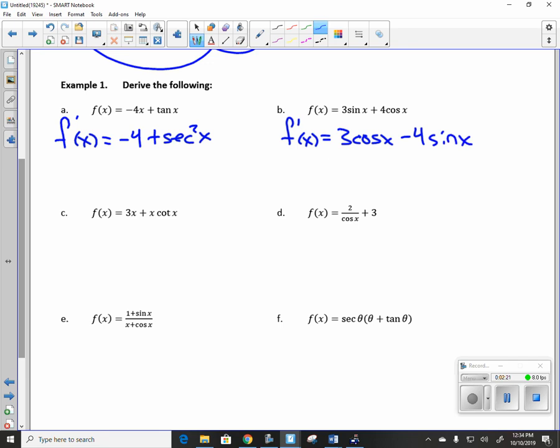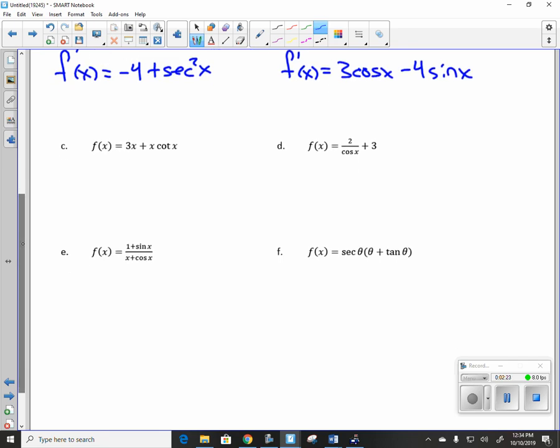What's different about the next one? There is an x in front. What do you think we do if we have an x in front? Let's read it off. It says 3x plus x times cotangent of x. The product rule. Okay, so remember we practiced the product rule earlier and the quotient rule? Those are going to be two things that you're going to use throughout the rest of the year, and this is a time where we'll continue to use it.